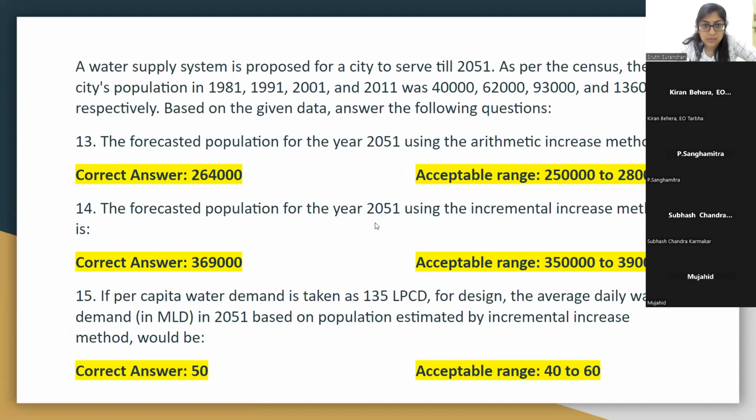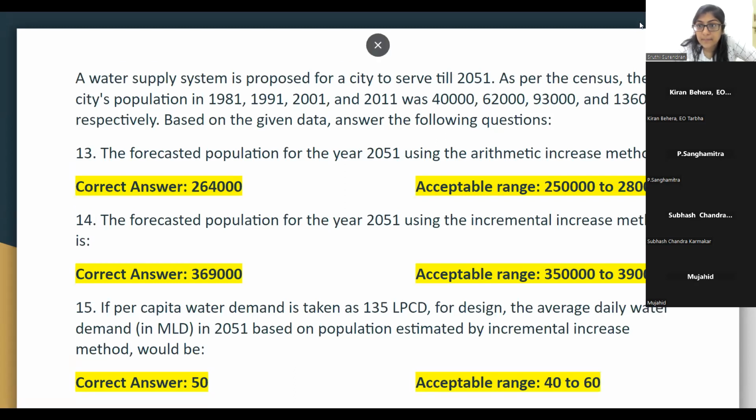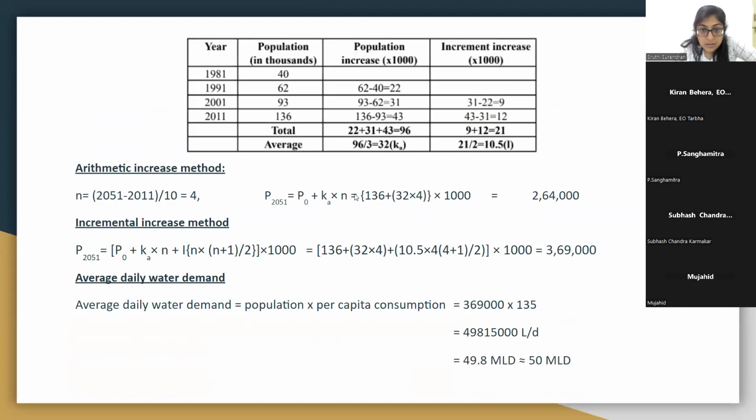Initial population given is what? In 2011 it is given as 1,36,000. Plus 34 into 4. 34 is what value?